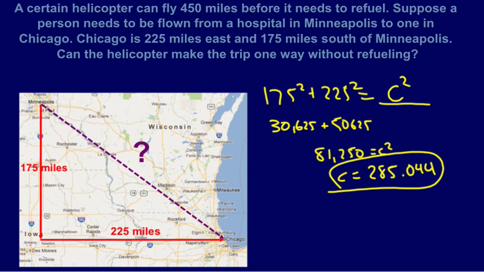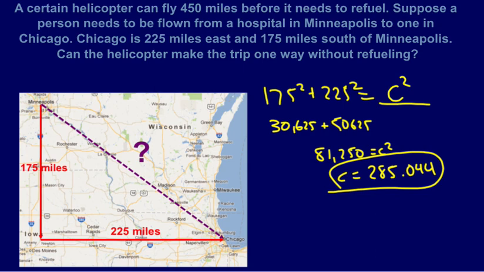Before we get into that, let's look at this. A certain helicopter can fly 450 miles before it needs to refuel. Suppose somebody needs to be flown from Minneapolis to Chicago, and Chicago is going to be 225 miles east and 175 miles south of Minneapolis. Can the helicopter make the trip one way without refueling?